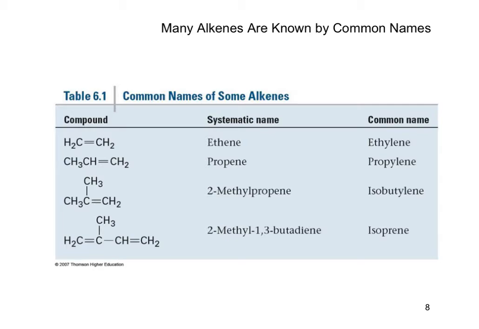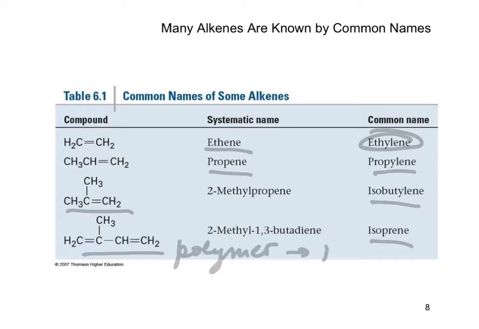A couple of systematic names and common names: when you're taking a biology course, for example, or even marketing in the food industry, they might refer to ethylene, which is a commonly used ripening agent for fruit. That's just the common name for ethene. Propylene is a common name for propene, isobutylene for 2-methylpropene, and isoprene for 2-methyl-1,3-butadiene, which as a polymer is essentially what rubber is.